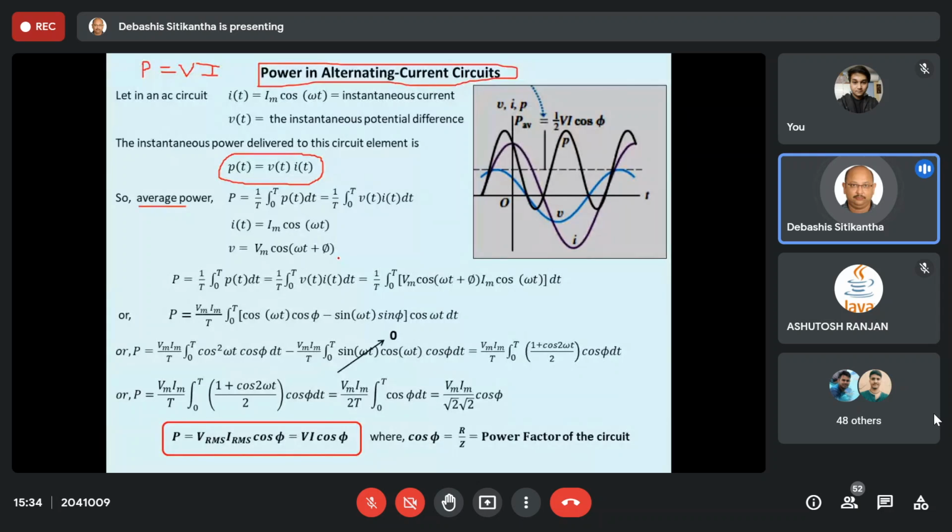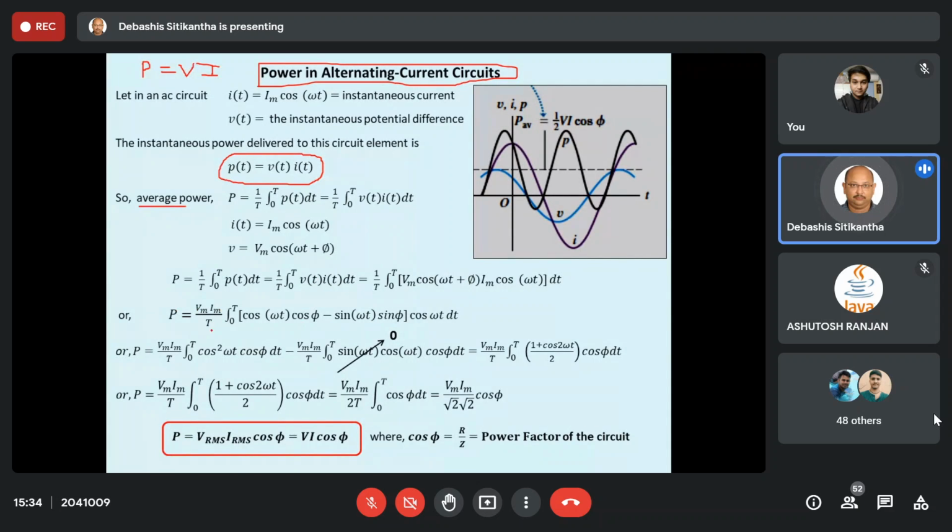because I don't know exactly which type of circuit is actually consuming the power. That is why, in a very generalized manner, I wrote that Vt is given by Vm cos(omega t plus phi), multiplied with It. Now what is It? It is Im cos omega t. So when we put everything in this equation, the final equation turns out to be this much.